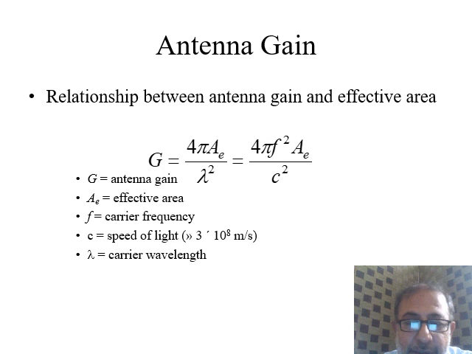We can convert this formula in terms of f and c, removing lambda, since c is equal to nu lambda, c is equal to f into lambda. So using that formula, we can also have the gain of the antenna equal to 4 pi f square into AE over c square.